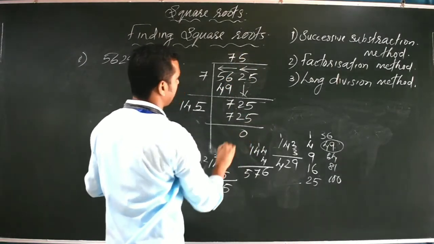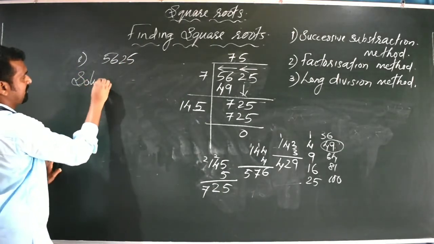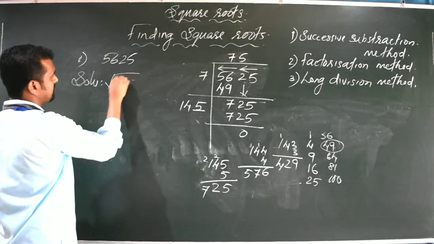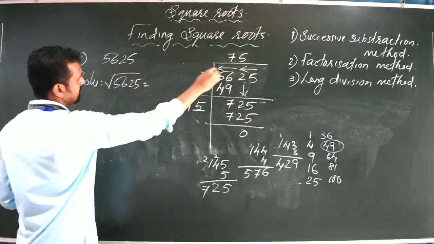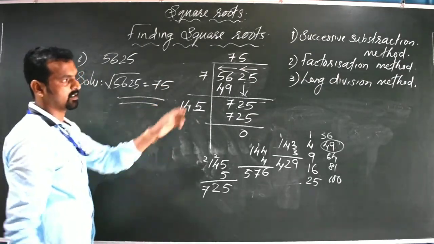Now you see a remainder 0. Therefore we can write the square root of 5625 is equal to, what is the answer? 75. So this one is the long division method.